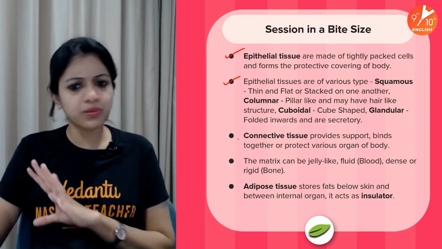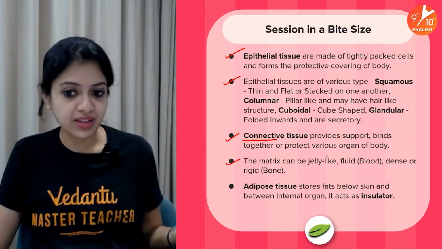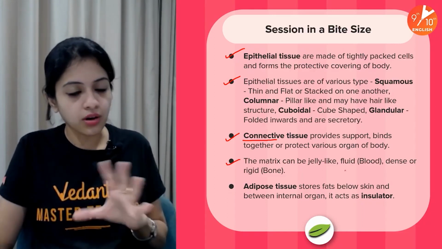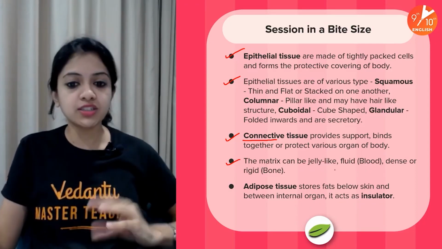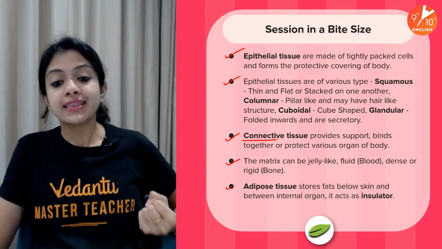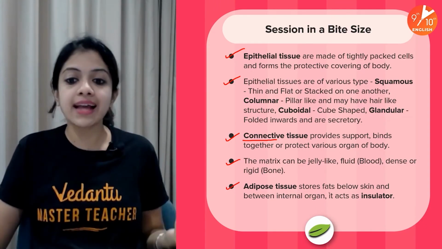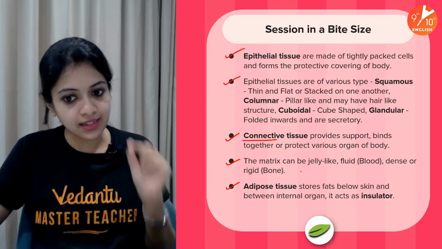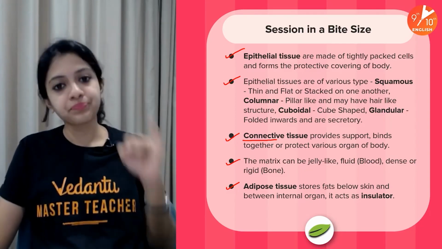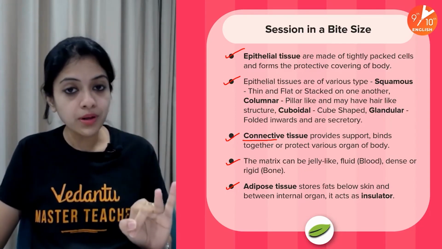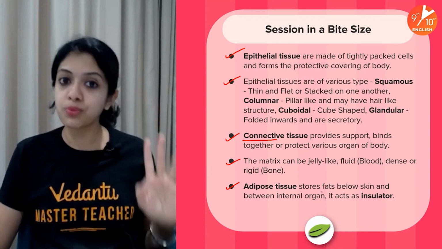Then comes connective tissue, which, as the name tells you, connects the different parts of the body. The matrix of connective tissues can either be jelly-like, as in semi-solid, or fluid, as in the case of blood, or even dense or rigid, as in the case of bone. Then adipose tissue stores fat below the skin and between internal organs. It acts as an insulator. And just in case you would like to recall the names of the different types of connective tissues as well, we have discussed blood, bone, ligaments, tendons, cartilage, areolar and adipose tissues.